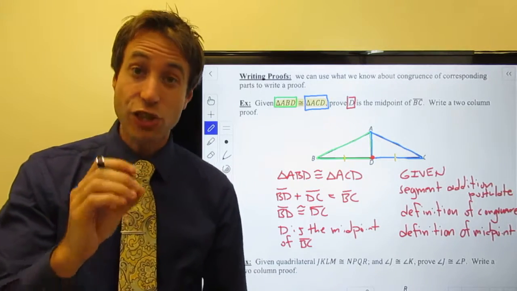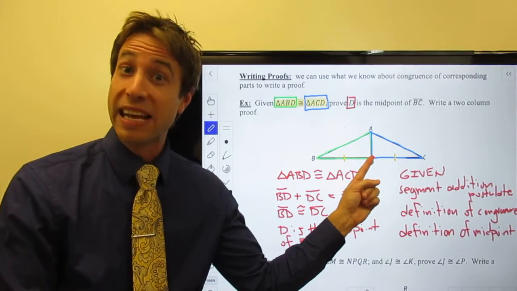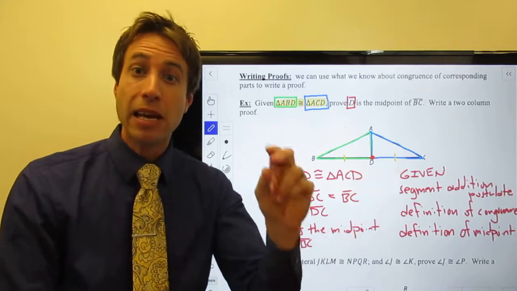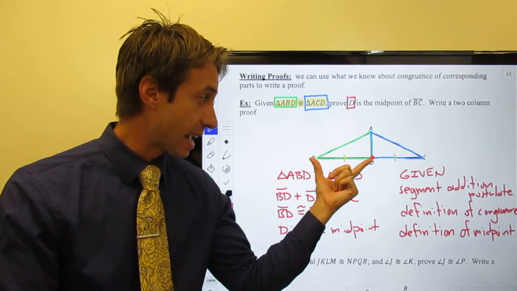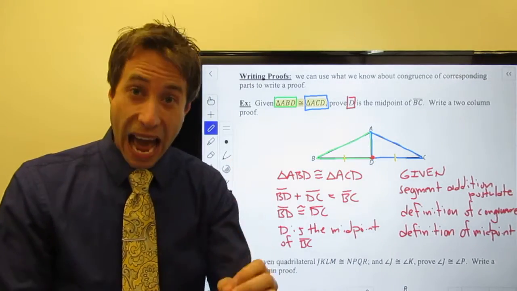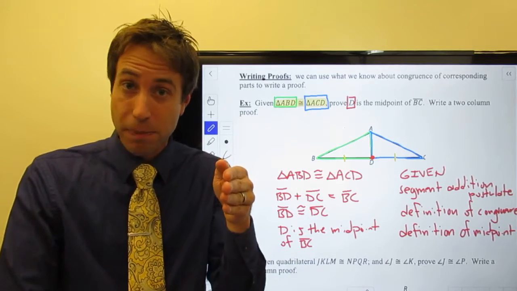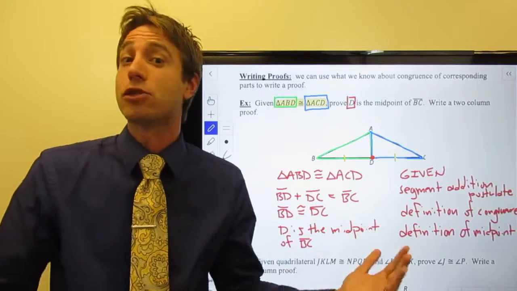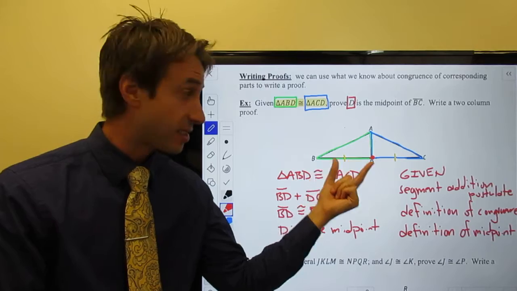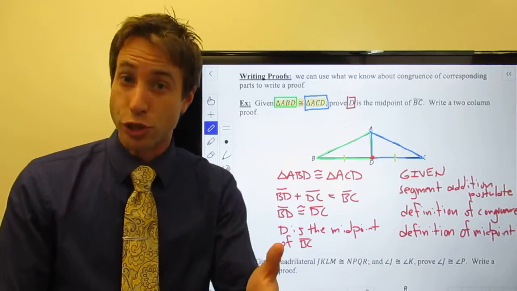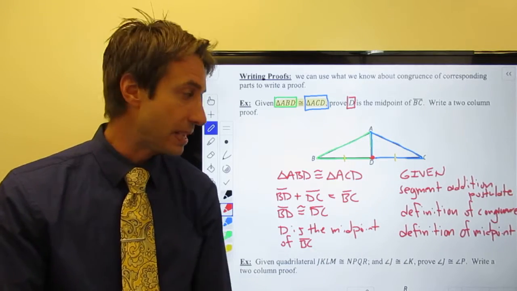The definition of midpoint tells you the midpoint is a point that splits a line segment into two congruent parts. If D is the midpoint, then this length and this length have to be the same. That's the definition of midpoint. It's the center point. It splits the line segment into two equal parts. Well, I know I have two equal parts. BD is the same as DC. So, by the definition of midpoint, D has to be the midpoint.